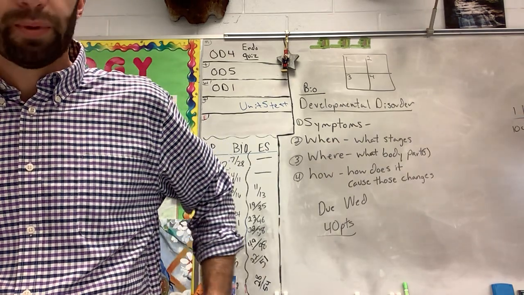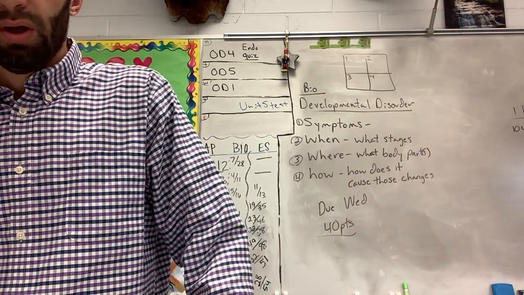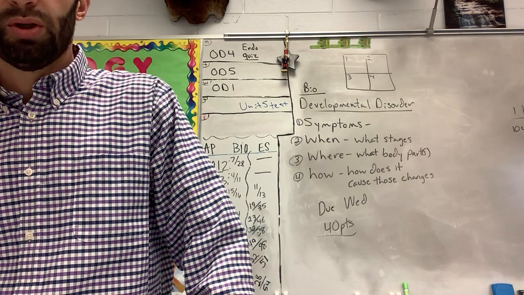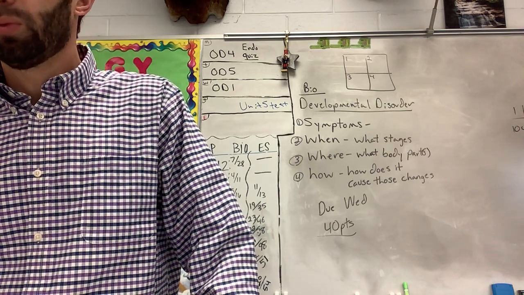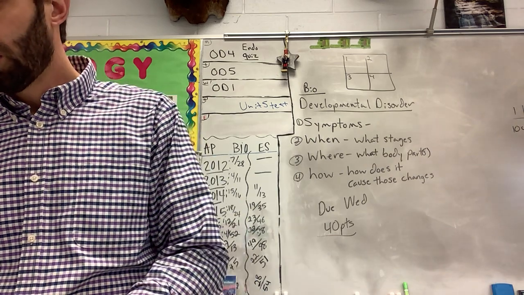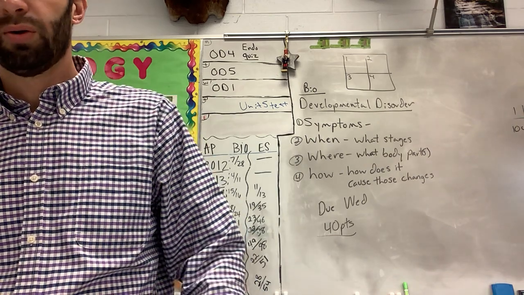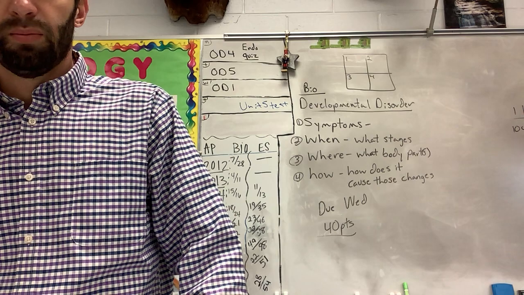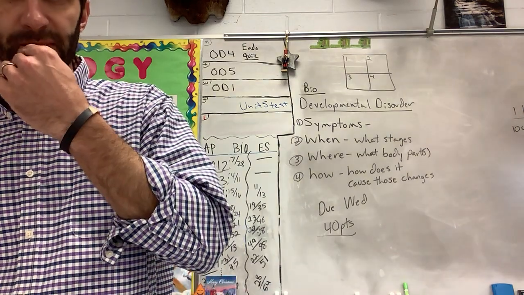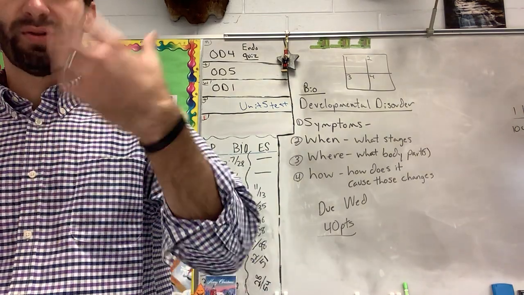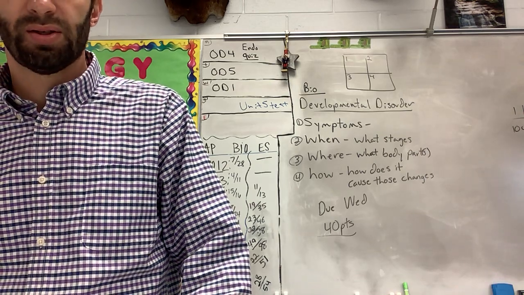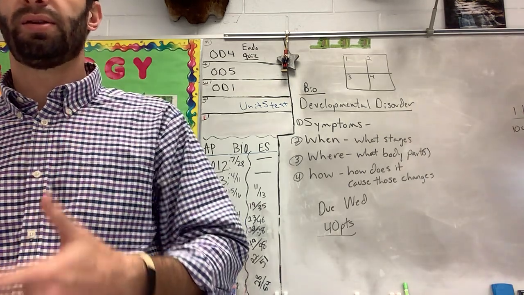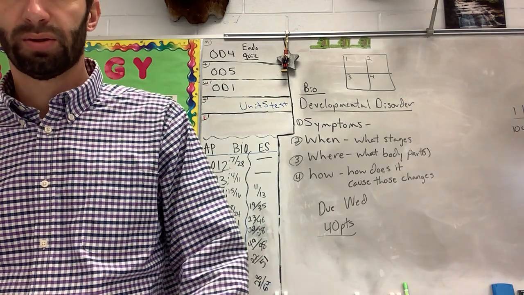Just take a sheet of paper, divide it up into 4 quadrants, and what I want you to do is research a developmental disorder. So we're gonna get into development today and tomorrow, like how the baby develops in utero. I want you to do the symptoms of that disorder. So like, how does it manifest itself? What does it look like? When, like what stages is this happening during development?